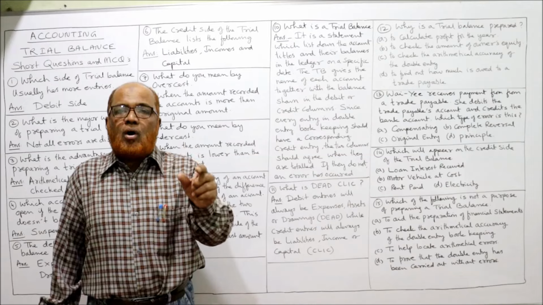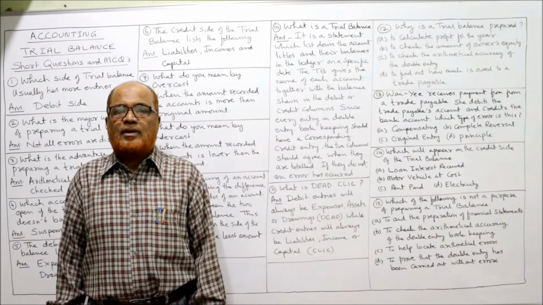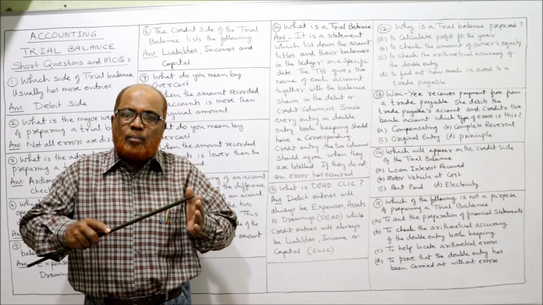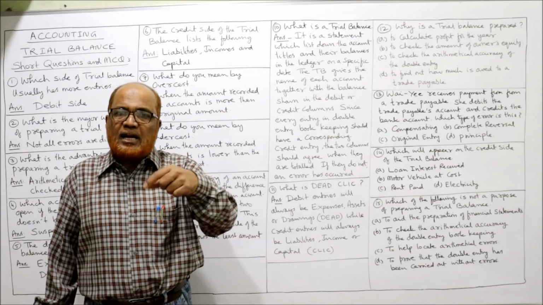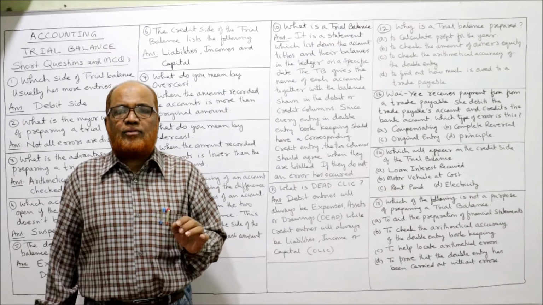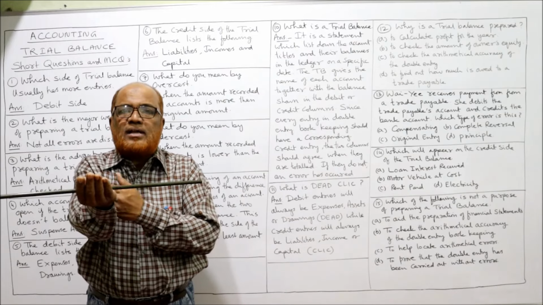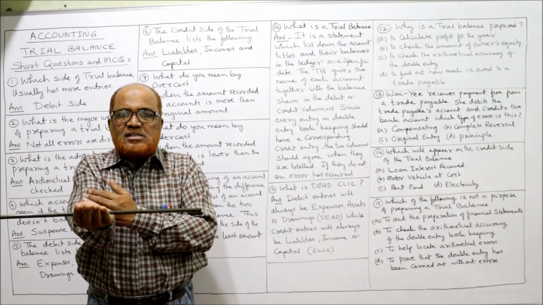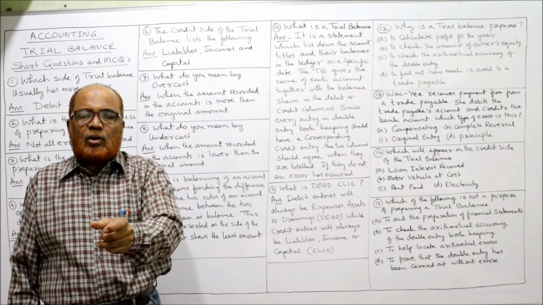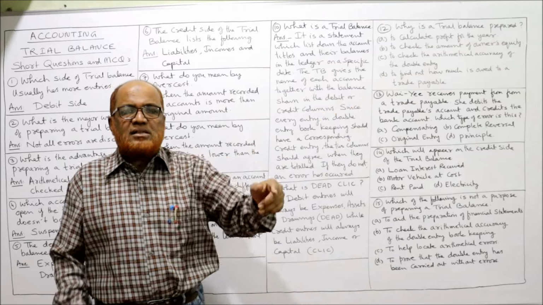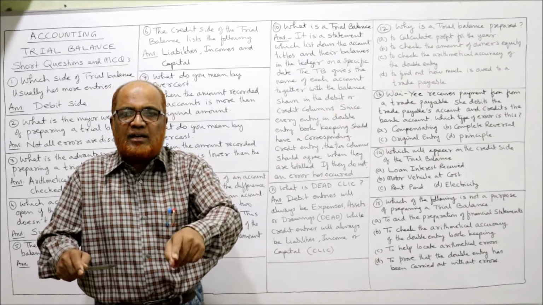We take all the balances in the ledger accounts. In the ledger, so many accounts are there. Every account will show either a debit balance or a credit balance. Take all the debit and credit balances onto a statement. In this statement, two columns are opened, one debit column, the other credit column. Take all the debit balances in the debit column, and all the credit balances in the credit column.